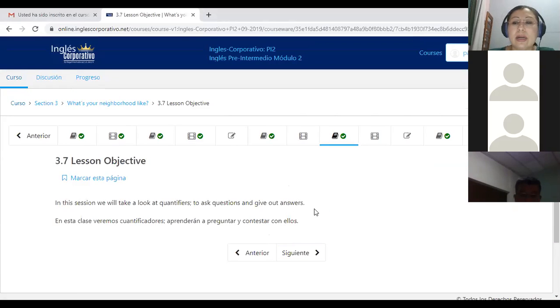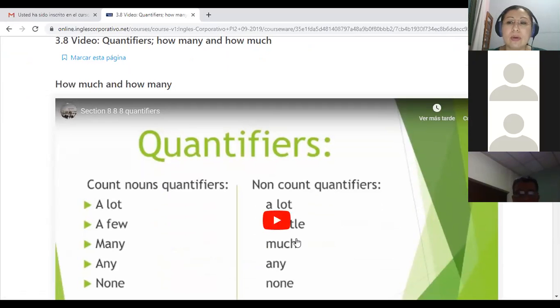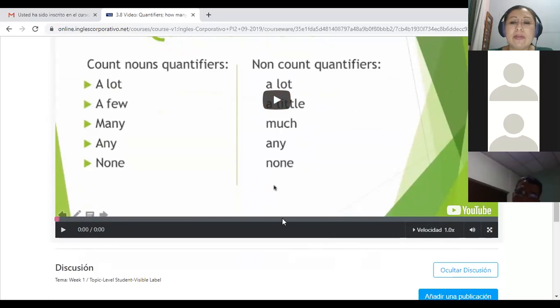Okay, for today, we are going to focus on lesson objective 3.7. It says, in this session, we will take a look at quantifiers to ask questions and give out answers, okay? So here you have a video that provides an explanation about quantifiers. For example, count noun quantifiers: a lot, a few, many, any, no one. Non-count quantifiers: a lot, much, any, no one, little. And then you have a video for you to play and listen to as much as you would like in order to have it clear.